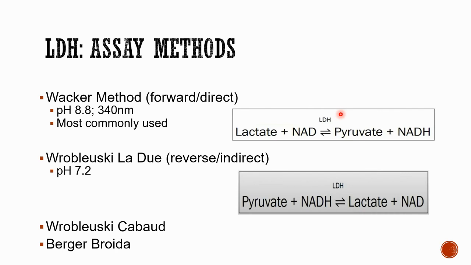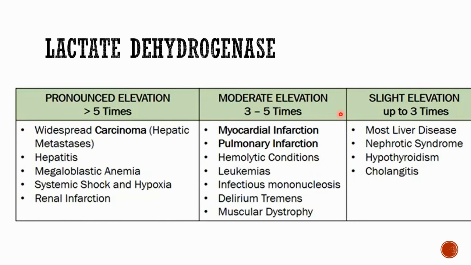So we have different assays that we can use. First is the Walker method. This is the forward or direct method. It uses a pH of 8.8 at 340 nanometer, which is the most commonly used method for LDH assays. Next, we have Robles-Kila-Du. Yung reverse naman utilizes 7.2 pH. We have two other methods, which is the Robles-Kila-Kabald and Berger-Broida.